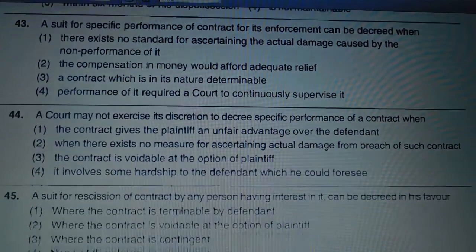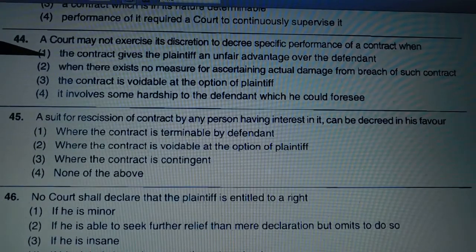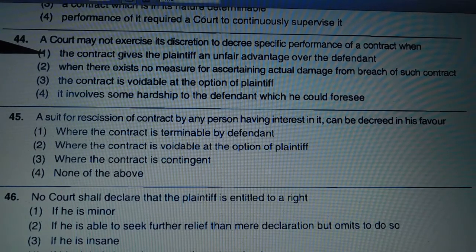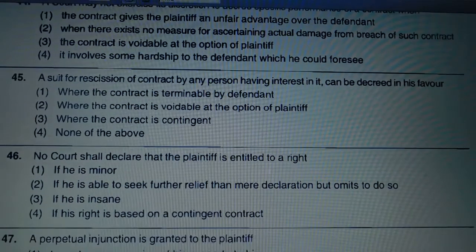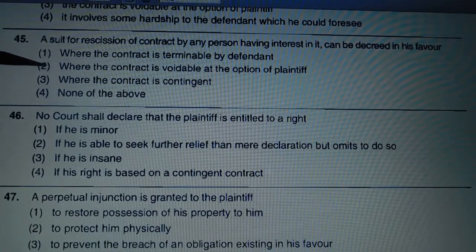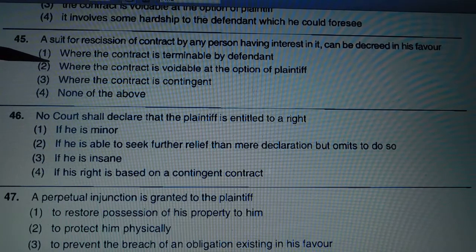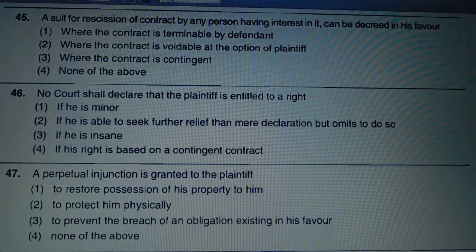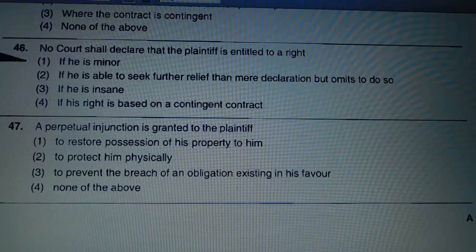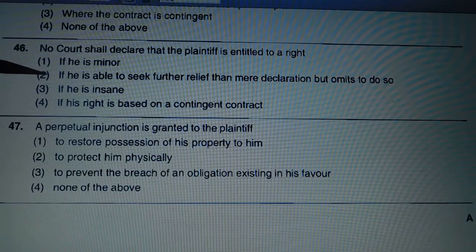Question number 44. A court may not exercise its discretion to decree specific performance of a contract when. The answer is the contract gives the plaintiff an unfair advantage over the defendant. Question number 45. A suit for rescission of contract by any person having interest in it can be decreed in his favor. The answer is where the contract is voidable at the option of plaintiff. Question number 46. No court shall declare that the plaintiff is entitled to a right. The answer is if he is able to seek further relief than mere declaration but omits to do so.